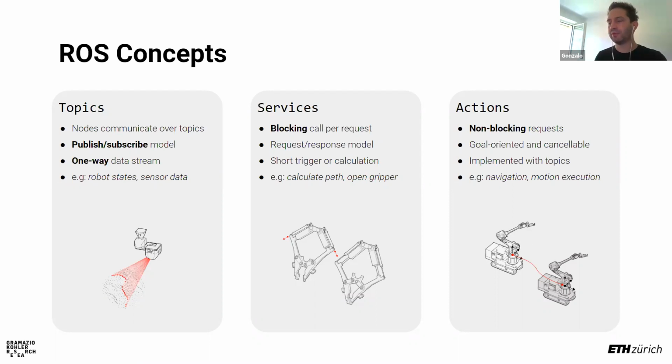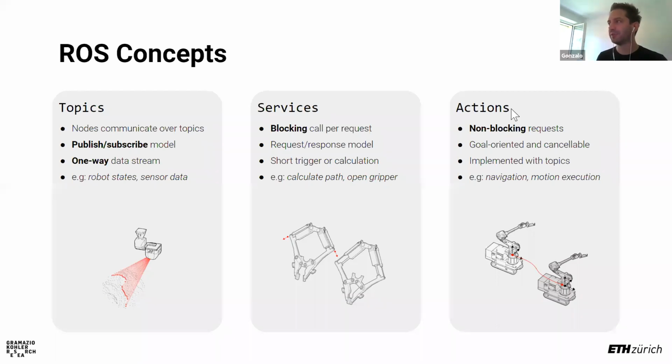Then the other type of communication is services. Services are blocking. They follow the request and response model. So you ask for something and you expect the other side of the equation to respond, and it should be a kind of short trigger or calculation. So for instance, calculate the path or open the gripper, something that will take a finite amount of time, and not a lot. Of course, sometimes path planning is slow, but that doesn't make it not a service.